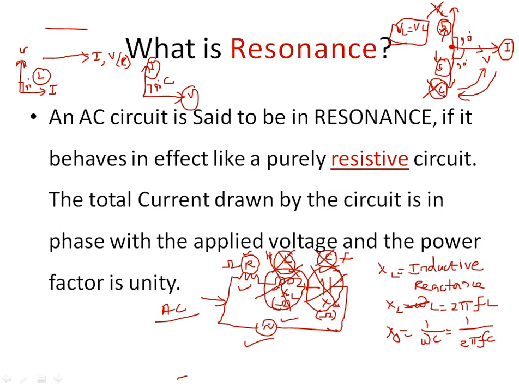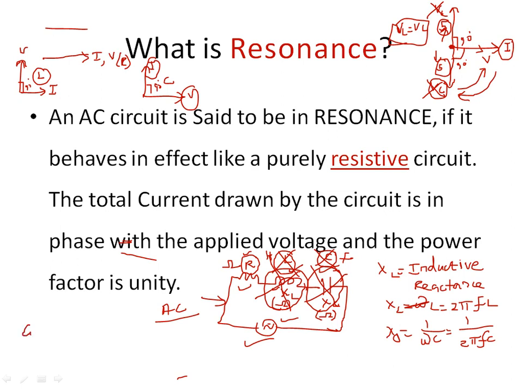Now you can easily understand statement number 1. An AC circuit is said to be in resonance if it behaves in effect like a pure resistive circuit. So the effect of inductance as well as capacitance is absent. That is the meaning of resonance. What is the next statement? The total current drawn by the circuit is in phase with the applied voltage, and the power factor is unity.